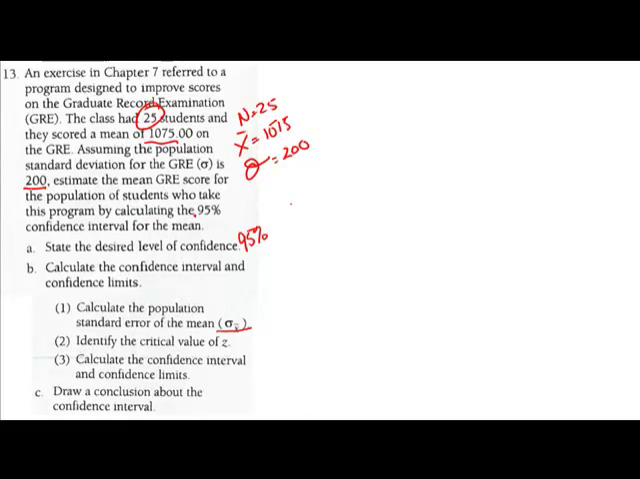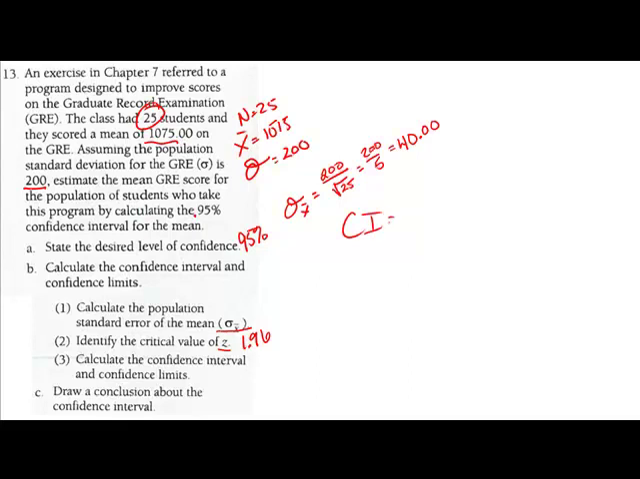Okay, so first step, first question. 200 divided by the square root of 25. The square root of 25 is 5. And this should be 40. Identify the critical value of z. Easy, 1.96. Calculate the confidence interval and confidence limits.